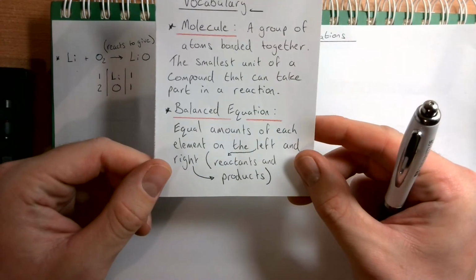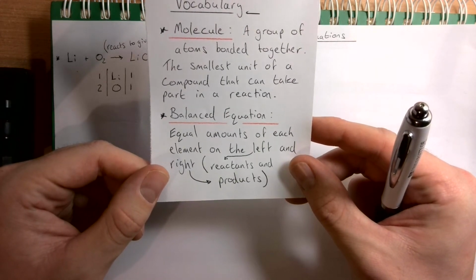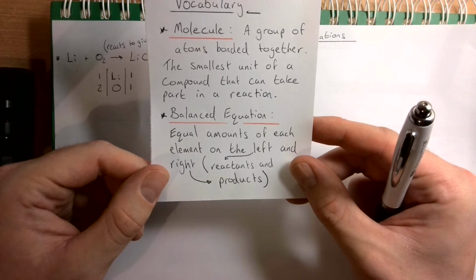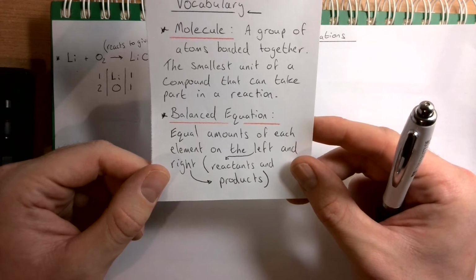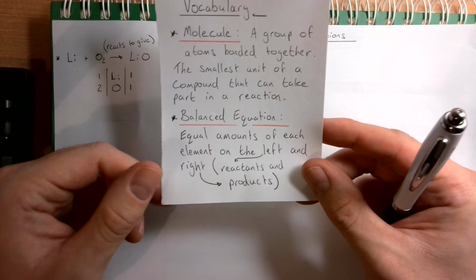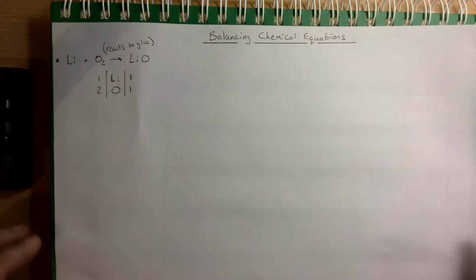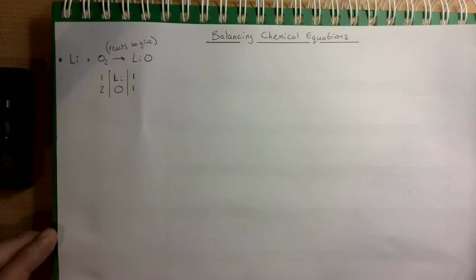A balanced equation, like I said, is something where there are equal amounts of each element on the left and on the right. And the things on the left of the equation are known as the reactants. They react together, and the things on the right of the arrow are called the products, the things that are produced. So we have to find a way to try and balance this equation.